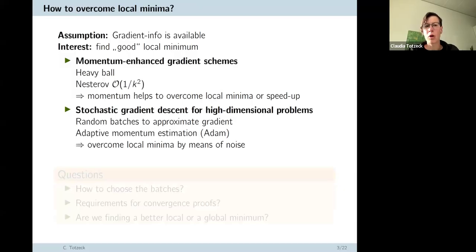So how to overcome local minima? This is of course a question that you can ask. And if we first assume that gradient information is available and your interest is finding a good local minimum, which is maybe not the first one you see, but a better one, but maybe still not the global minimum, then I want to highlight two ideas. So one is momentum enhanced gradient schemes, like the heavy ball or Nesterov method. Instead of just going with the first order dynamics, you include a momentum term, and this allows you to overcome local minima and go further.